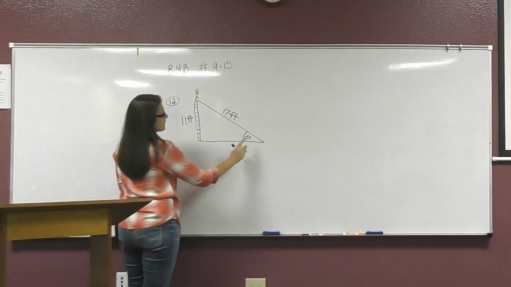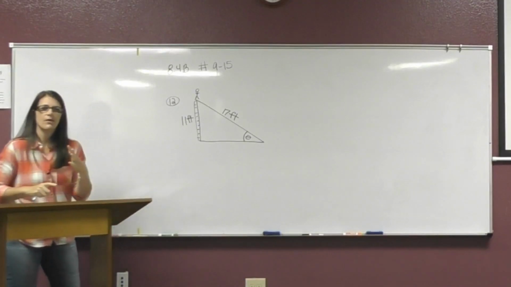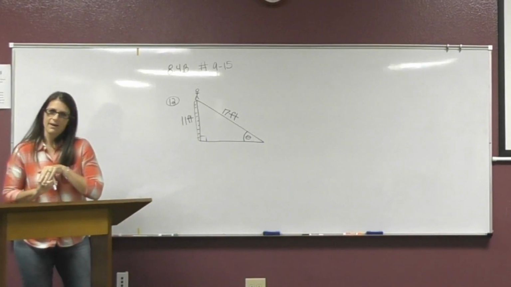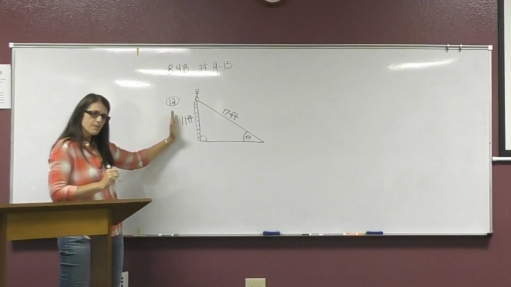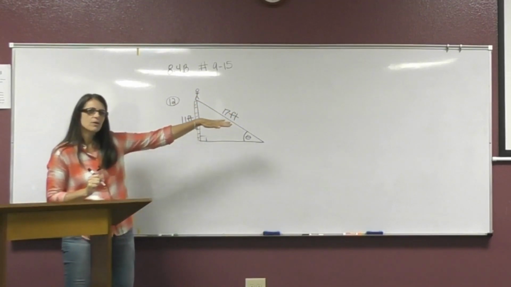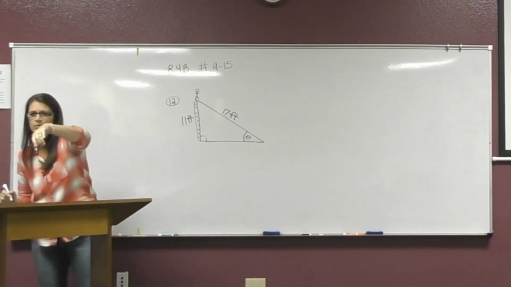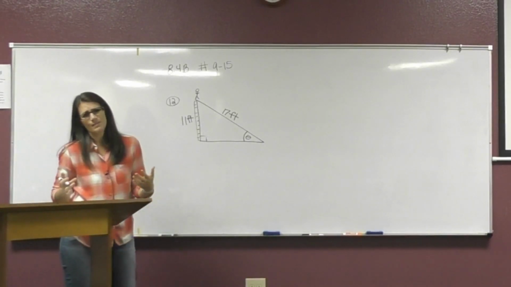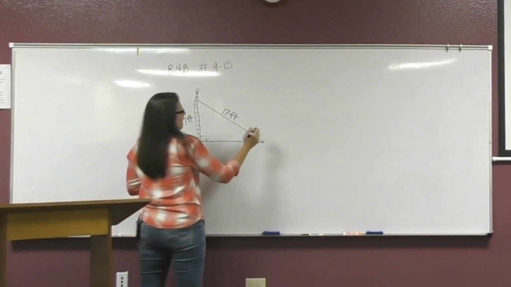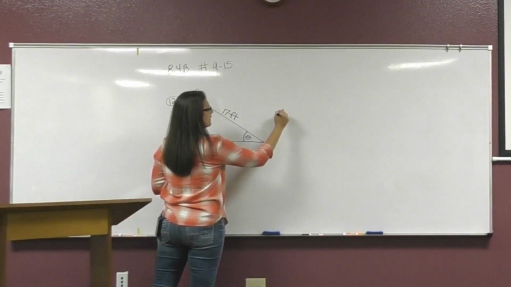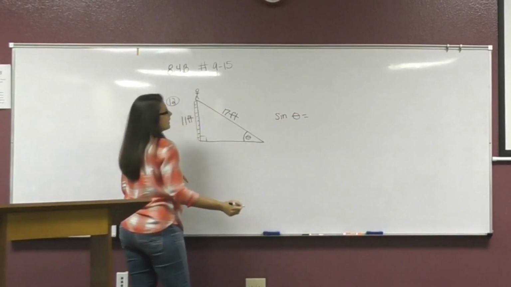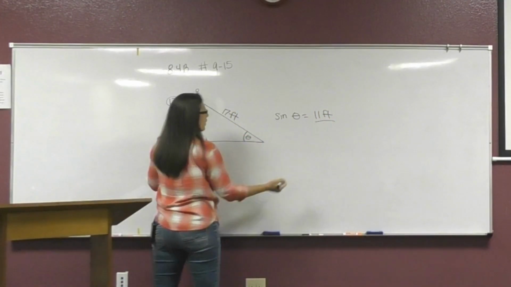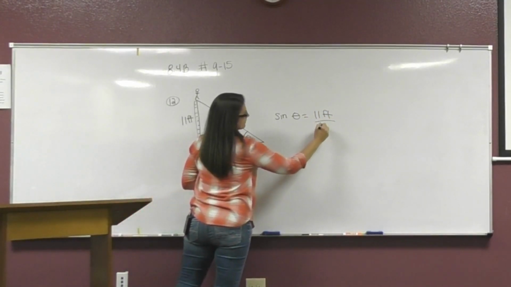So let's find the parts of this right triangle that we have in relation to our reference angle. So we have opposite and we have hypotenuse. So that means that we're going to use sine. Okay, sine is opposite over hypotenuse. Again, hopefully you have these memorized by now. So I know I'm going to use sine. So the sine of theta equals opposite, which is 11 feet, over hypotenuse, which is 17 feet.